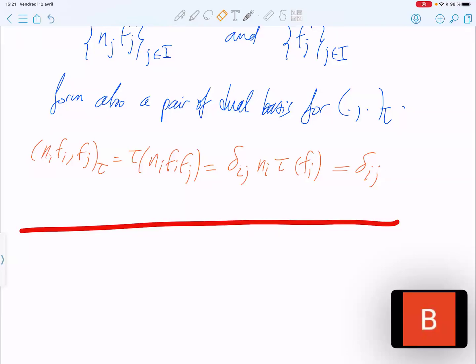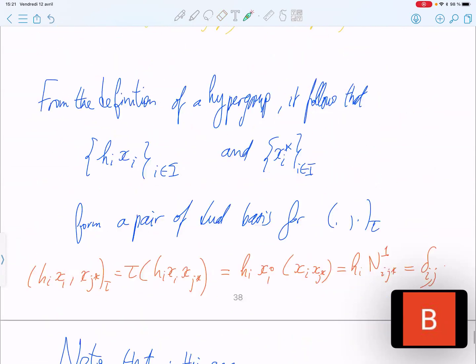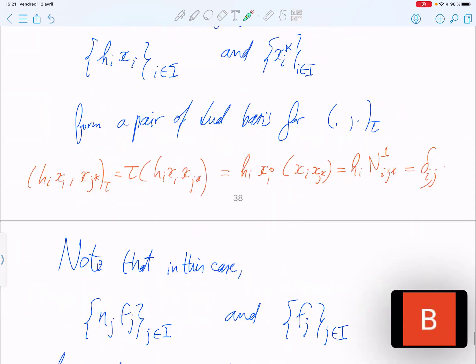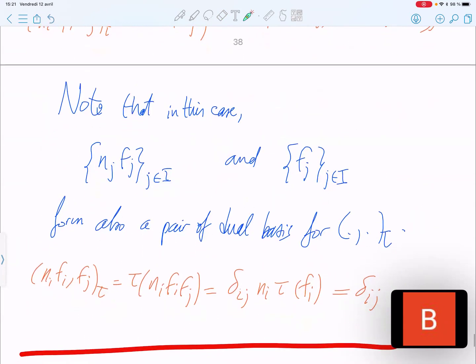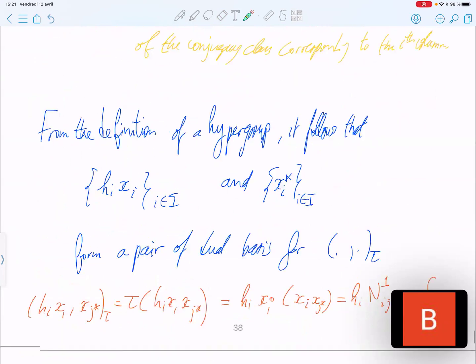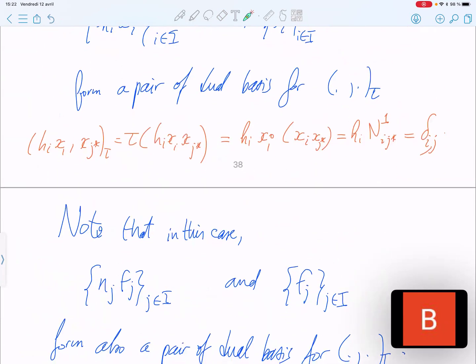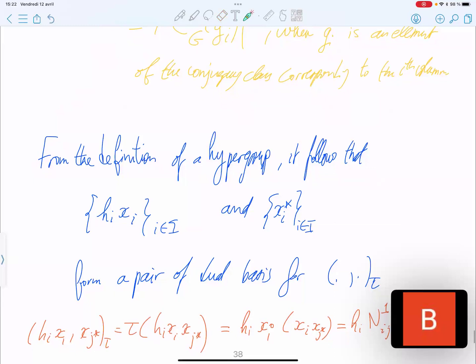Okay, so yesterday we started the magic trick. So the magic trick, in fact, there will be two magic tricks. The first magic trick is what we will do with the existence of two pairs of dual bases for the bilinear form induced by tau.